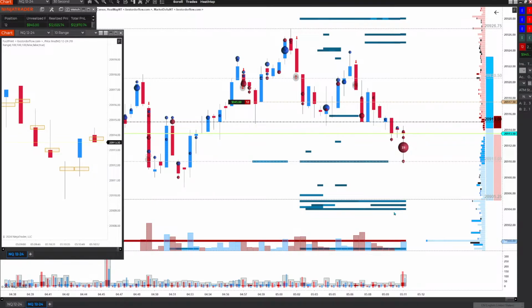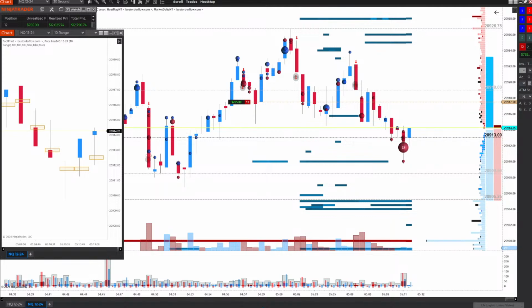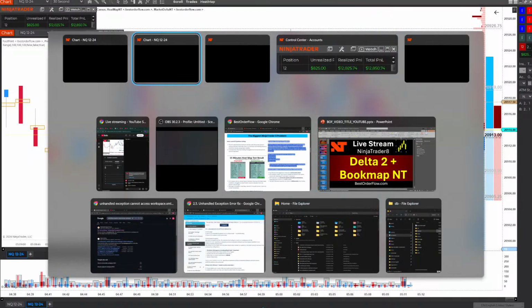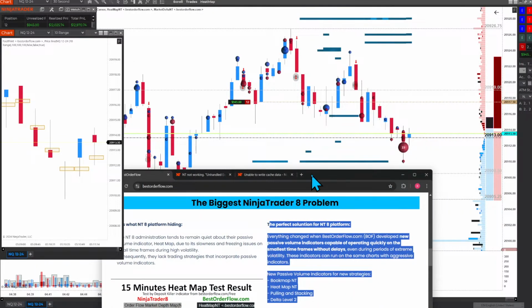And my point is the price is attracted to this price level. So while the price is still going in that direction, let me open my browser. Boom. Okay, I'm going to.